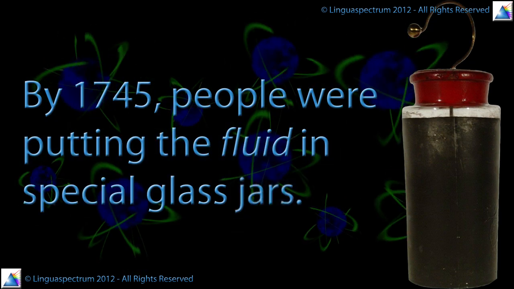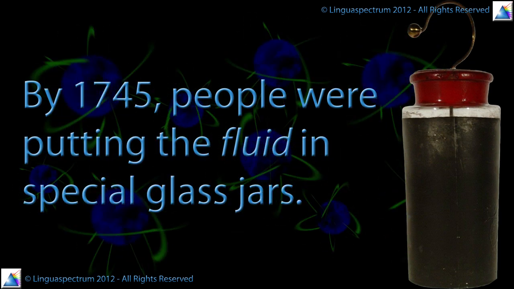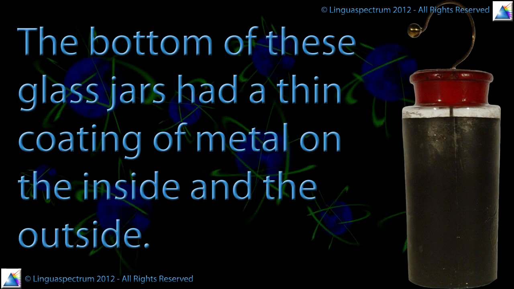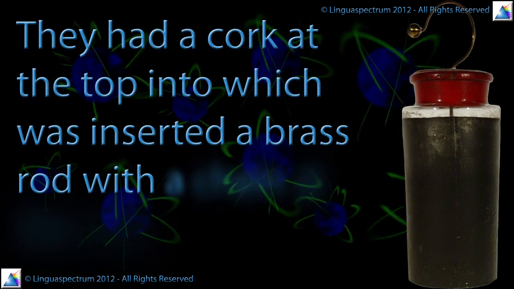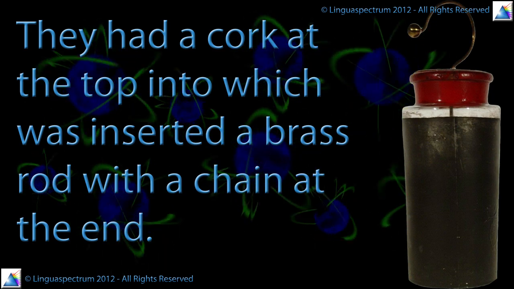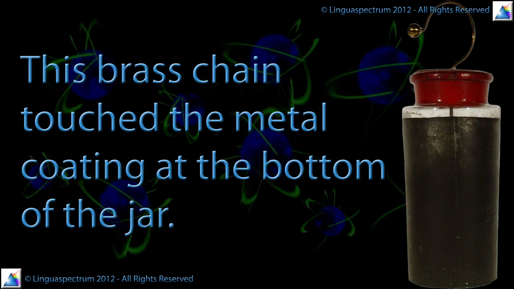By 1745, people were putting the fluid in special glass jars. The bottom of these glass jars had a thin coating of metal on the inside and the outside. They had a cork at the top, into which was inserted a brass rod with a chain at the end. This brass chain touched the metal coating at the bottom of the jar.